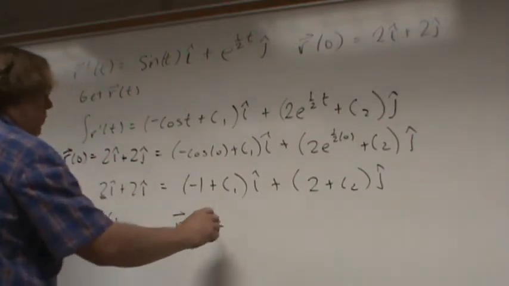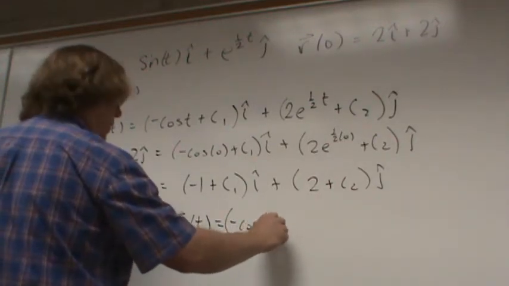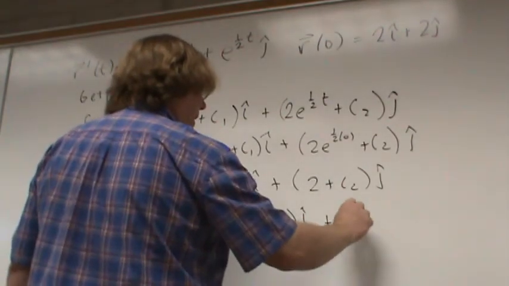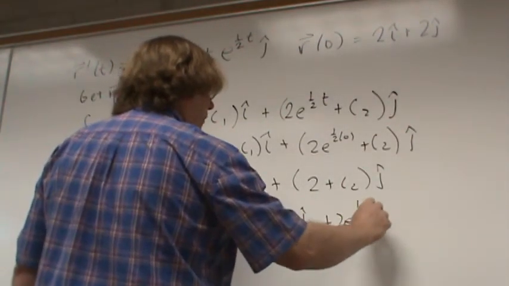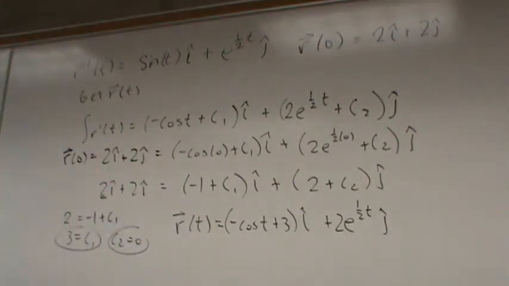R of t equals negative cosine of t plus 3 i, and then plus 2e to the 1/2 t j, because there's no constant of integration there. Did anyone get that answer? Okay, 2 of you, 3 of you, good. I taught it then. I did a good job, if only 2 or 3 people got it right.